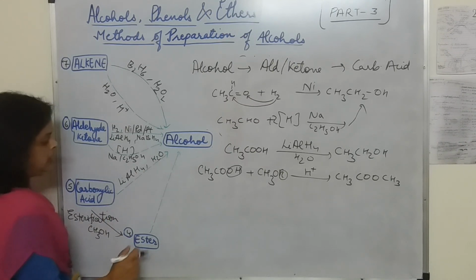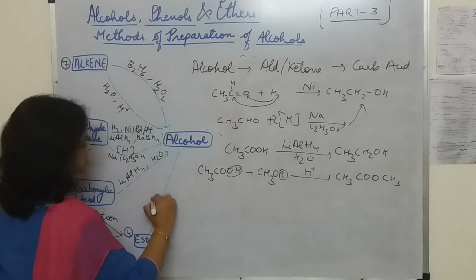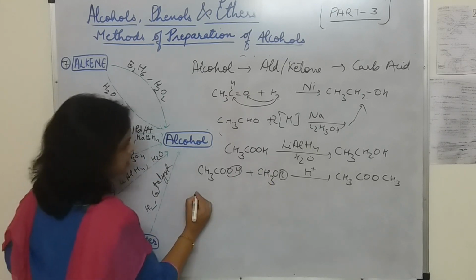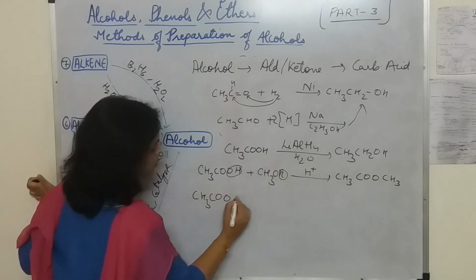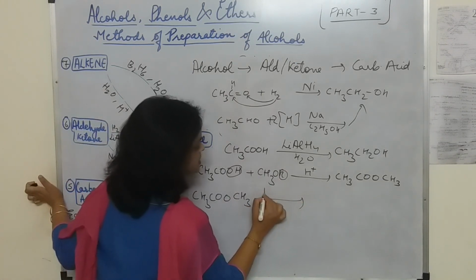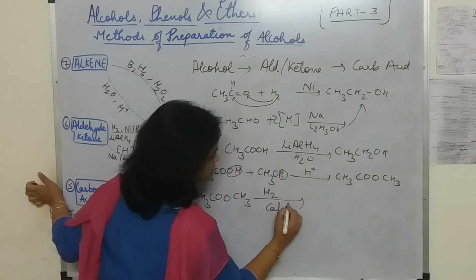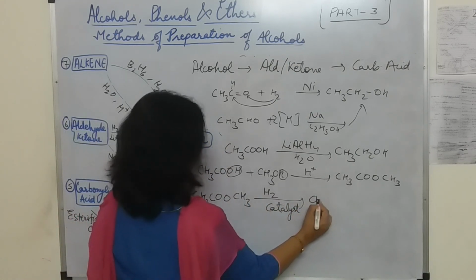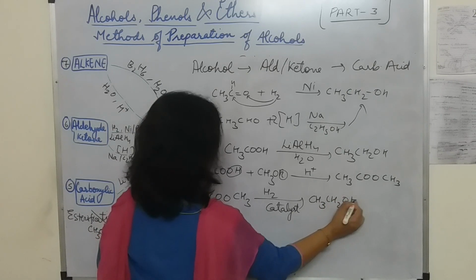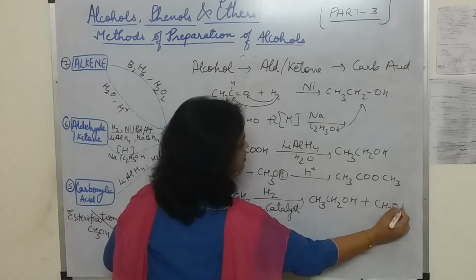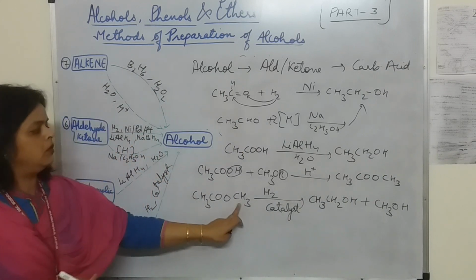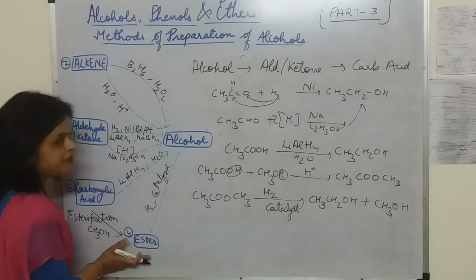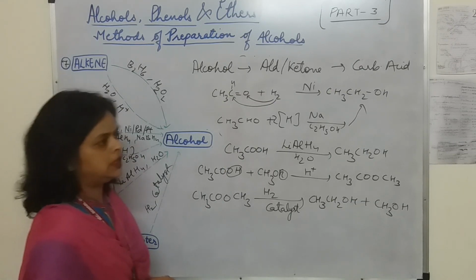Now this ester, in presence of catalyst, can be converted into alcohol. Let's see this one, CH3COOCH3. Now in presence of catalyst, it can be reduced and it is going to form CH3CH2OH plus CH3OH. So it is going to form the alcohol from this ester. Both types of alcohol will be formed. So this is preferred when you are going to prepare the alcohol on a large scale.